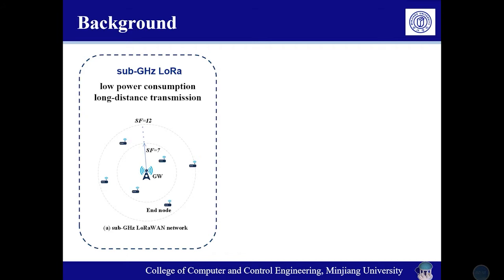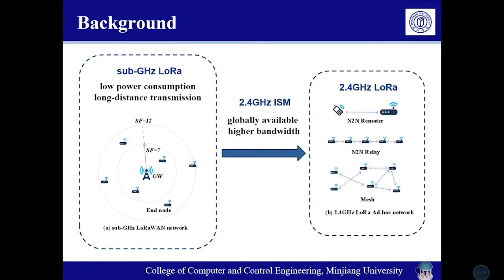As we know, the existing LoRa chip mainly operates at the sub-gigahertz frequency band and forms a star-topology network by deploying the LoRaWAN standard protocol. However, in 2018, Semtech released a LoRa chipset that operates at the globally available 2.4 GHz frequency band. Compared with sub-gigahertz LoRa technology, it will be more inclined to use self-organizing methods for networking, such as point-to-point communication, multi-hop relay, or ad hoc communication.